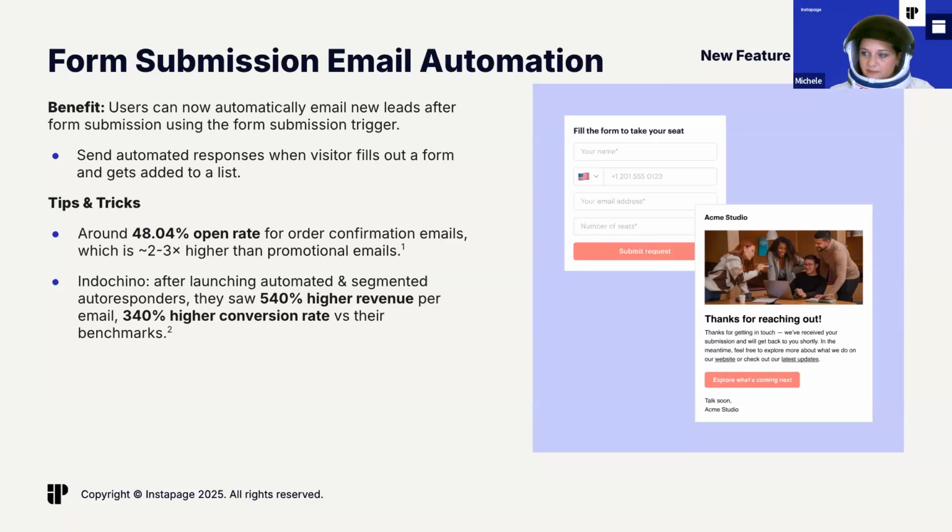Confirmation emails have about a 48% open rate, which is about 2 to 3 times higher than promotional emails. So it's nice sometimes to tack along an upsell or something like that inside of your confirmation email. And then just a little case study from Indochino, they noted that after launching automated and segmented autoresponders, they saw a 540% higher revenue per email with a 340% higher conversion rate versus their original benchmark. So it really is quite powerful to make sure you're sending that confirmation. It provides a good UX for visitors. And so we do recommend implementing this if you haven't already started.